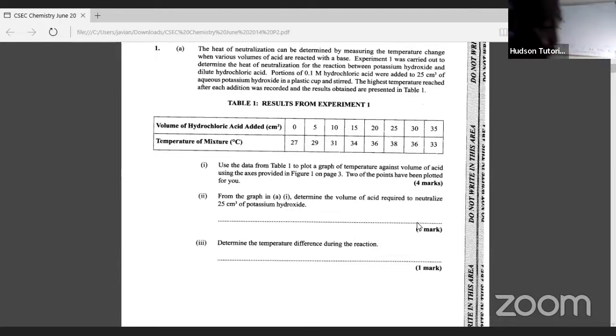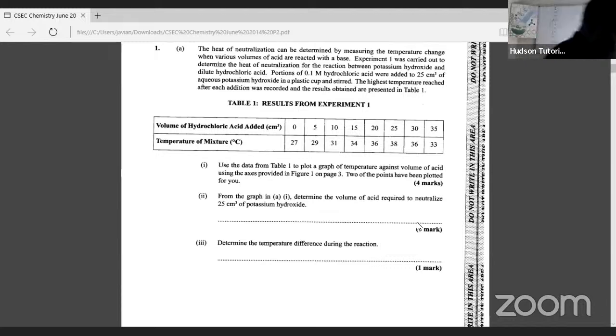So that's 4 marks though. So everybody put that in your back now. 4 marks, get that out the way. Remember, your first question on the exam paper is normally a practical question. Get that one out the way. Let's move on now. We're going to the second question.